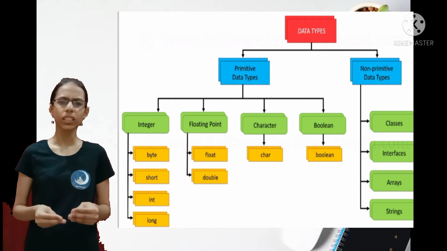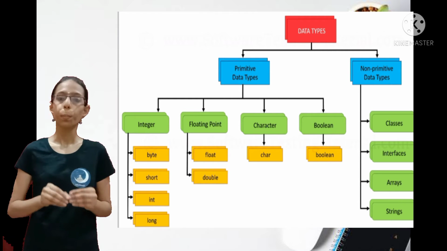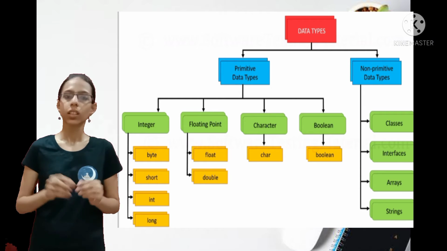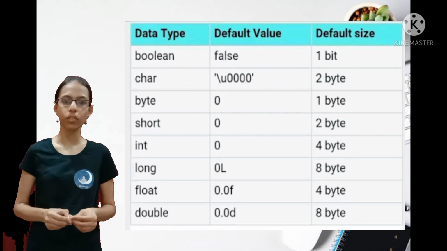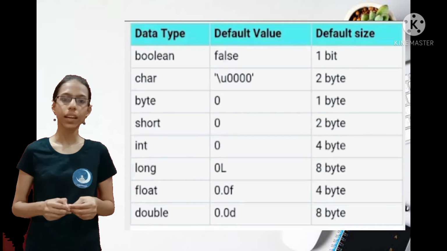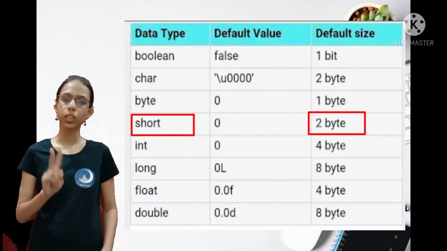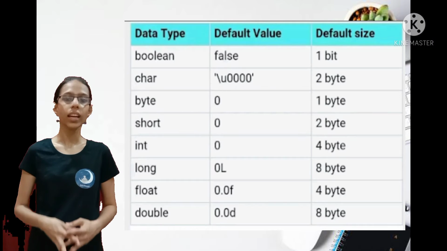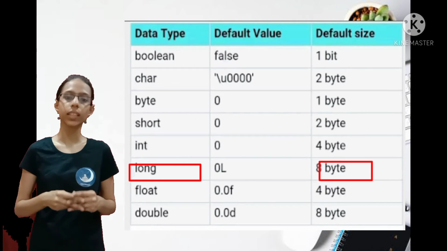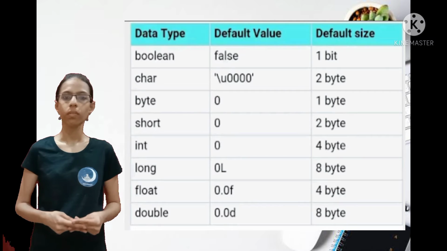Byte, short, int, long, they are all integers, they all store an integer value, but they differ in the space they occupy. The byte occupies 1 byte of data, and then int occupies 4 bytes of data. Then next short, it occupies 2 bytes of data. Then next is long. Long occupies 8 bytes of data.